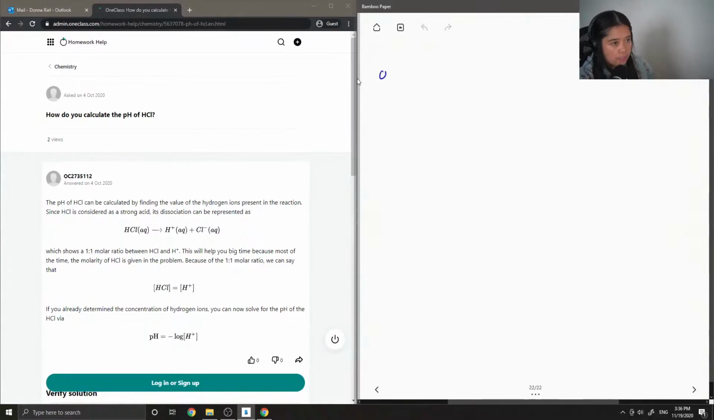Okay, so question 8 asks, how do you calculate the pH of HCl? HCl is hydrochloric acid. To help us understand how to answer this question, first I'm going to write hydrochloric acid as if its ions were dissociated in water. Breaking up HCl into its ions, you get a proton, which is H+, and also a chlorine ion.